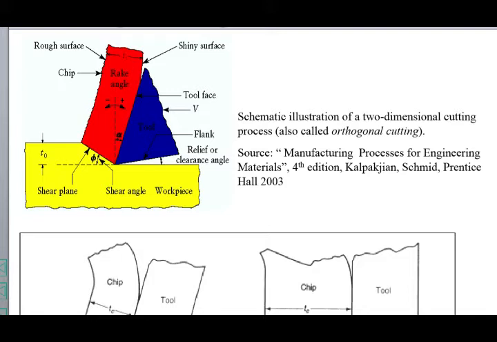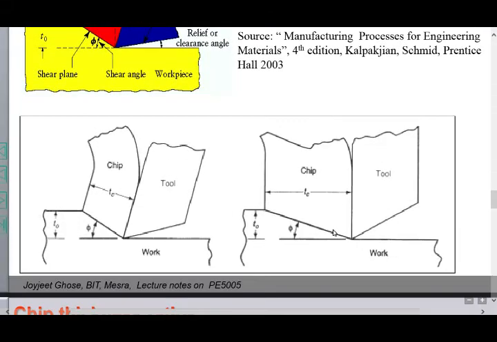First, orthogonal cutting. Orthogonal cutting is also called two-dimensional cutting. In this figure you observe the different parts: chip, T0 and T1, alpha, relief angle, flank, tool face and V. Below, also chip, tool and workpiece. Three parameters are visible: T1, T0 and TC. TC is the chip thickness after cutting and T0 is before cutting.